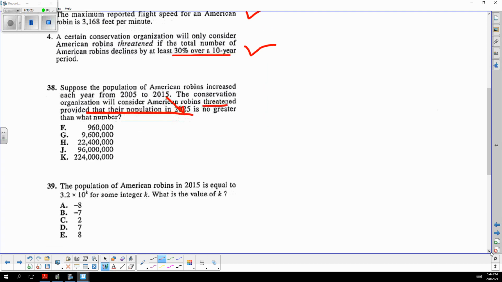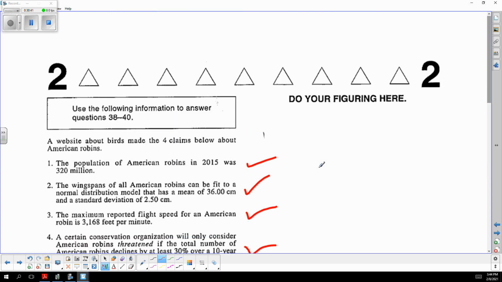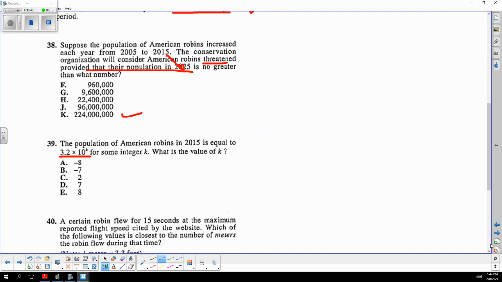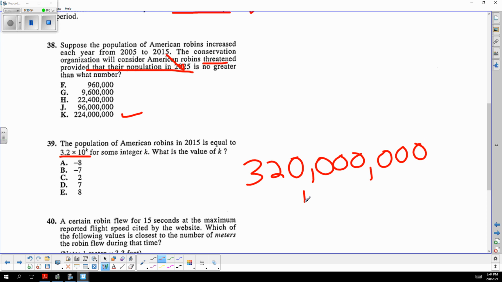down here, which would be K. There's the 224 million. What is the 3.2 times 10 to the what? So I just move it over. 320 million. Uh-oh, they made me do the number. So a million is like this. So 1 million would have a 1 right here. And it's 3.2. Now let's count. 1, 2, 3, 4, 5, 6, 7, 8.